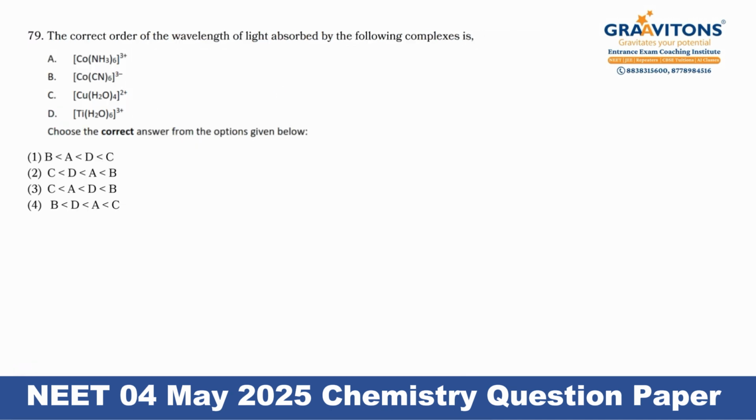79th question, the correct order of the wavelength of light absorbed by the following complexes. When the strength of the ligand increases, energy absorption increases. We know that energy is Hc by lambda, so energy is inversely proportional to wavelength. So when energy increases, the wavelength decreases.